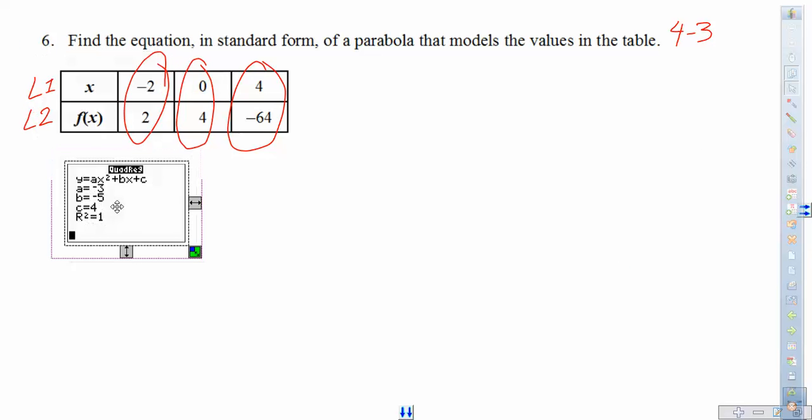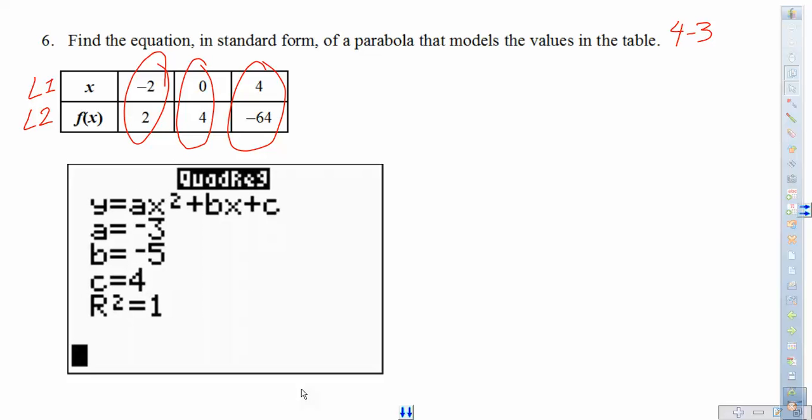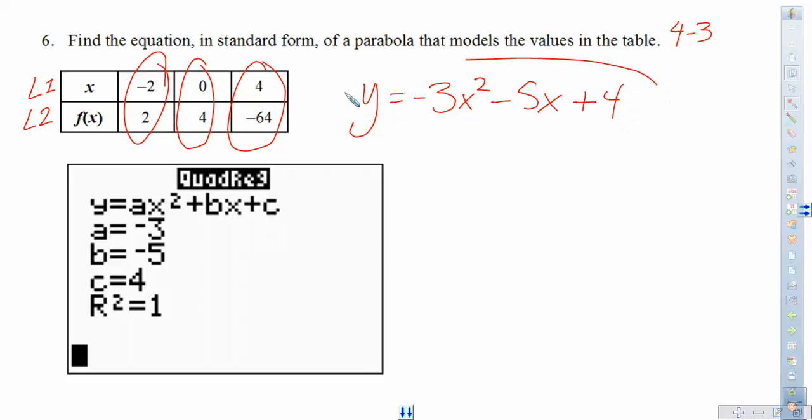Okay, so when we did that regression, now what they're telling us is now we can write the equation for that parabola. They're giving us the a, the b, and the c. So right now I could write down that y needs to be equal to -3x squared minus 5x plus 4. Done. Let's move on.